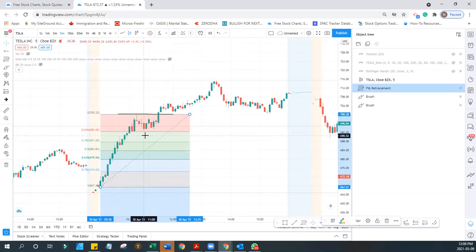If you see, it exactly supported at the 0.23 level. That means the market is very bullish. It's gonna go up. If the price is not coming even to the 50% and it's taking support from 0.23, that means the price is very bullish. It's not gonna come down very soon.